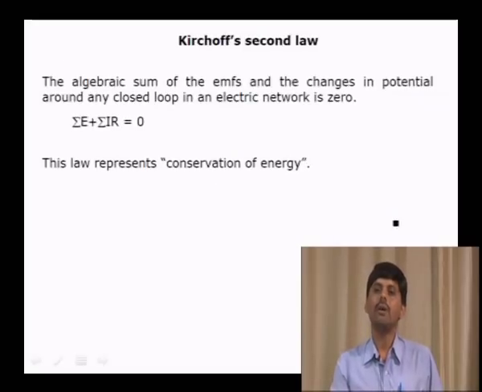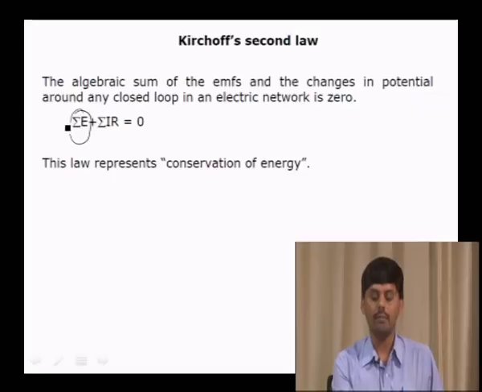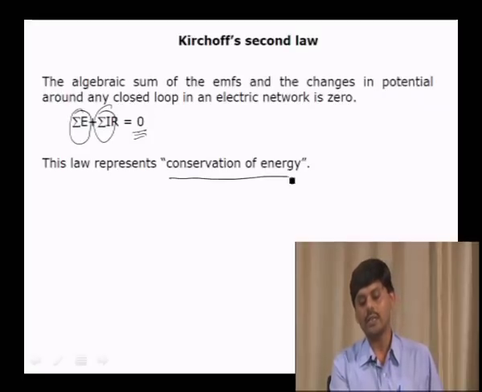The algebraic sum of the EMFs and changes in the potential around any closed loop in an electrical network is 0. That is, sigma E plus sigma IR is equal to 0. This is the algebraic sum of the EMFs. This is the algebraic sum of the potential changes. The sum of these two is equal to 0. This is a consequence of the law of conservation of energy. First law is a consequence of conservation of charge. Second law is a consequence of conservation of energy.